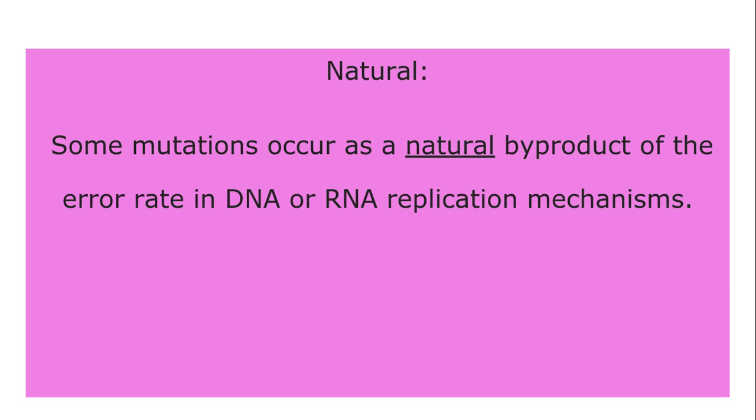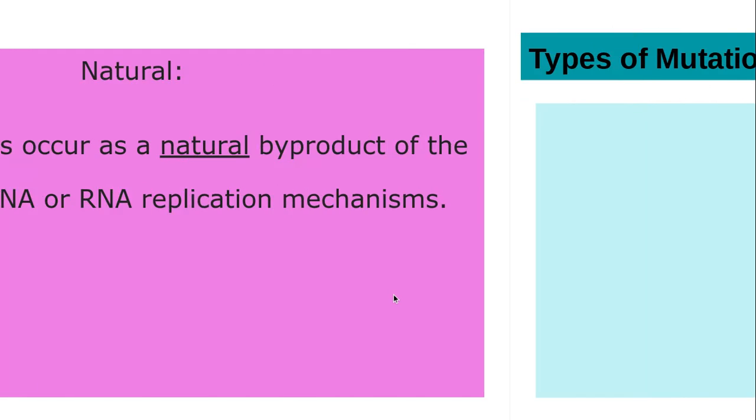Here we go with the next type. Natural. So it could just happen all by itself in nature. Nature just gets a little goofed up, puts in the wrong codes just on accident. Your guanine lines up instead of your thymine, and it's just a natural mistake. Some mutations occur as natural byproducts of the error rate in DNA and RNA replication. Now, we have a system where our body kind of checks for mistakes, but sometimes we miss it. And that's where you get some of those weird mutations.